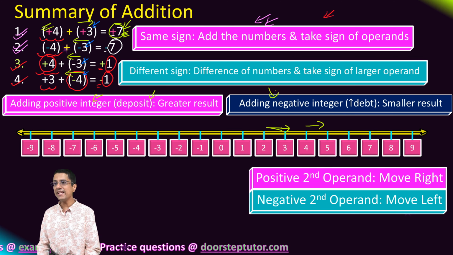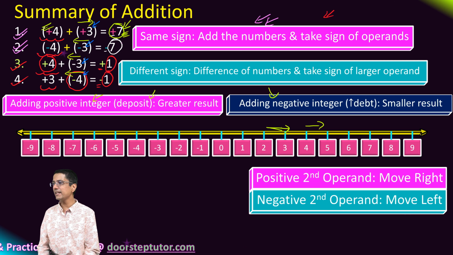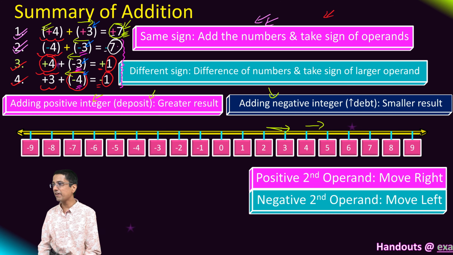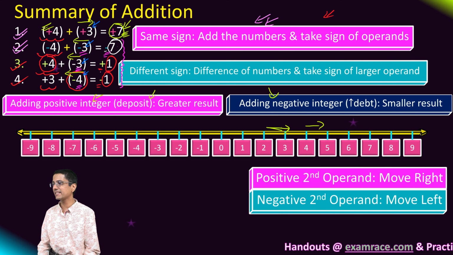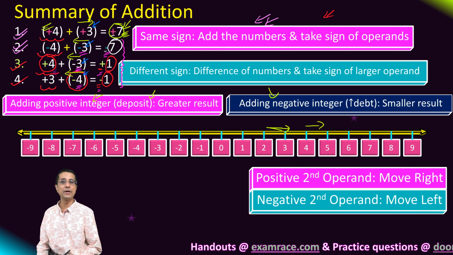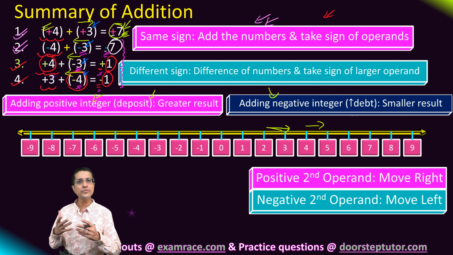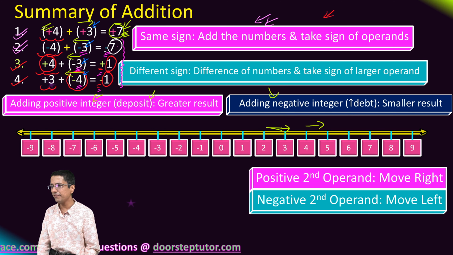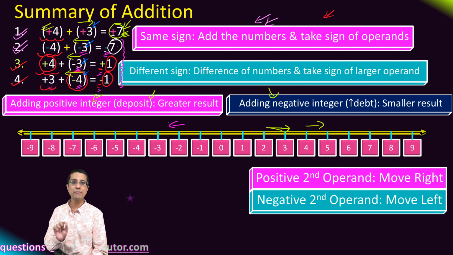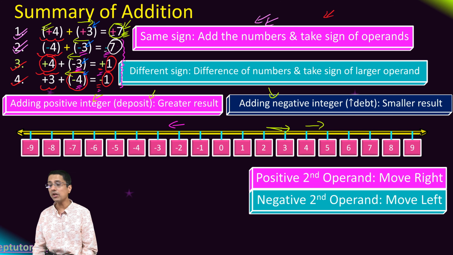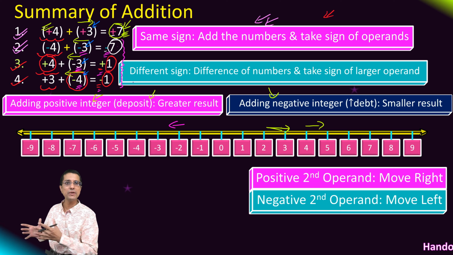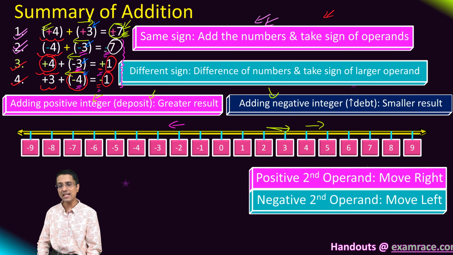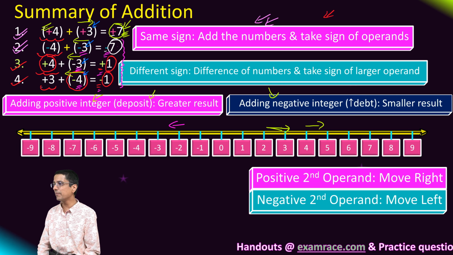If I am adding a negative integer, which is the bottom three cases, in each case my final answer would be less than the starting number. Why is that the case? Because we are adding a negative integer, so we are jumping towards the left in each of these cases, and towards the left, on the number line, the numbers become smaller. So my final answer would definitely be smaller than the number I started with.